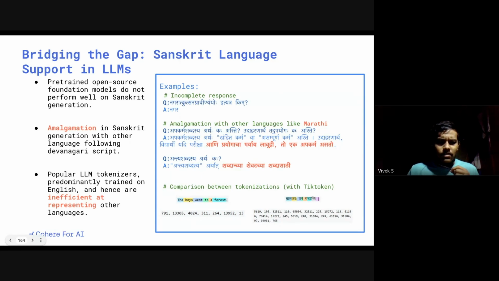This result is achieved because these LLMs are not pre-trained on Sanskrit specifically, and it might have been less than 1% of the whole dataset they have been trained on. We also noticed that popular LLM tokenizers are predominantly trained on web data and are inefficient at representing the Sanskrit language. Next slide, please.